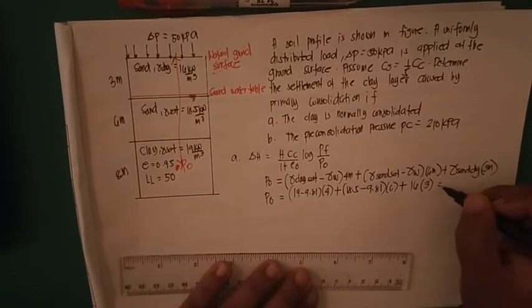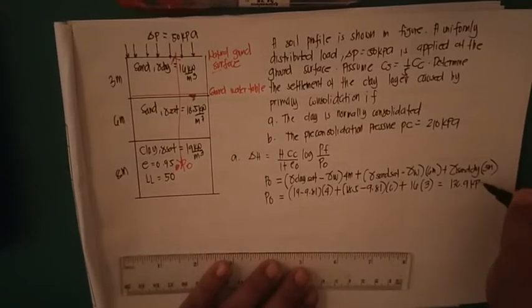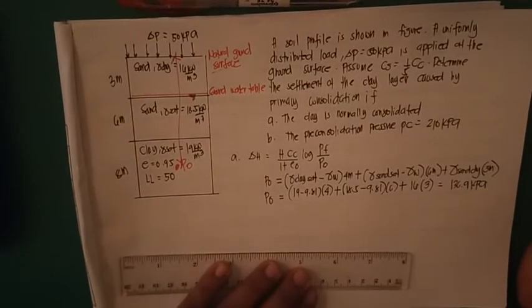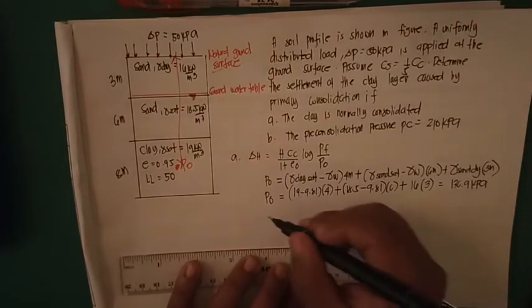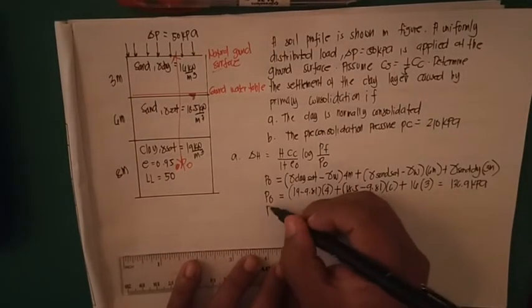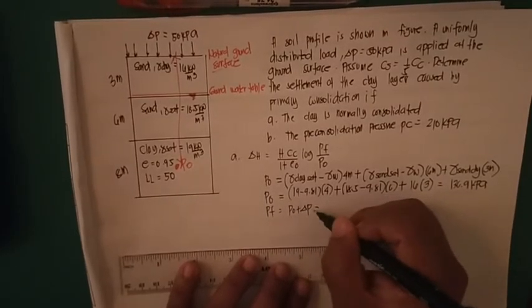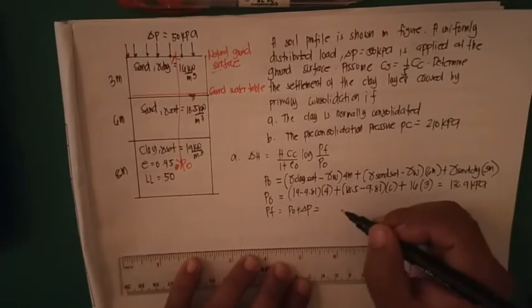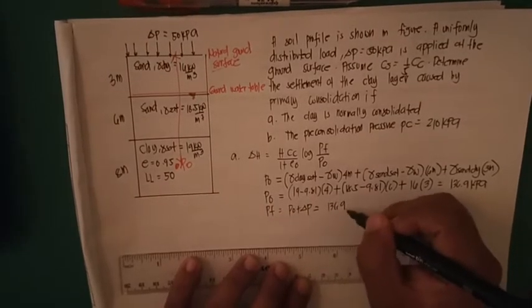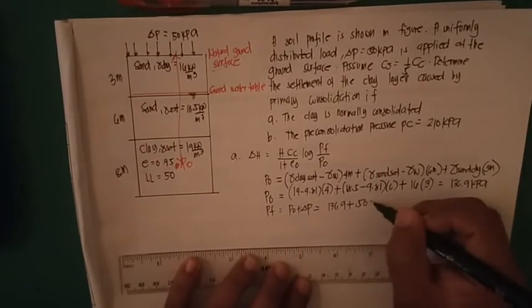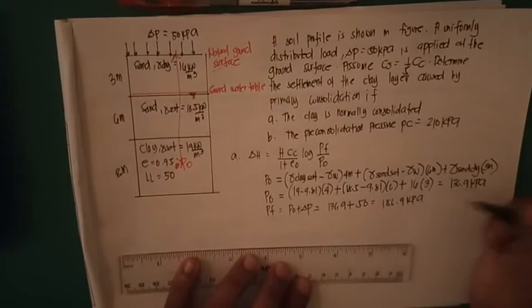So this is 136.9 kPa. Okay? So now, PF is PO plus delta P. Delta P is already given. So PF is 136.9 plus 50 is 186.9 kPa.